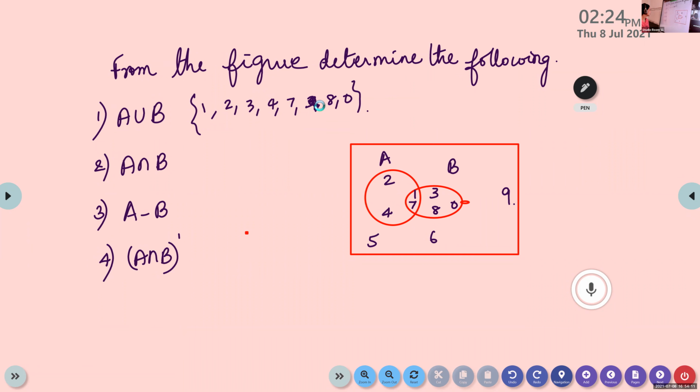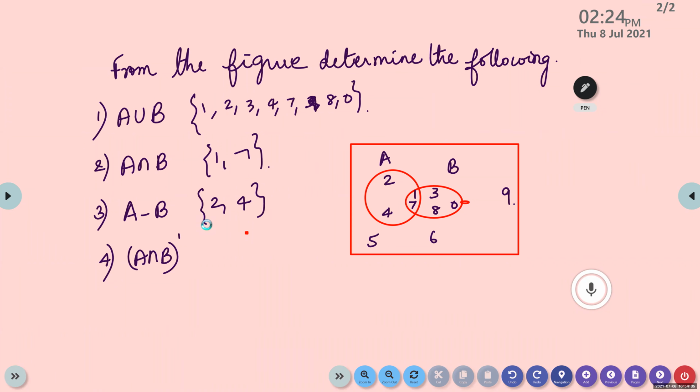Okay, and Mary, for the second one, what about A intersection B? 1 and 7. Okay. Alan Joffe, A minus B. 2 and 4. Okay.